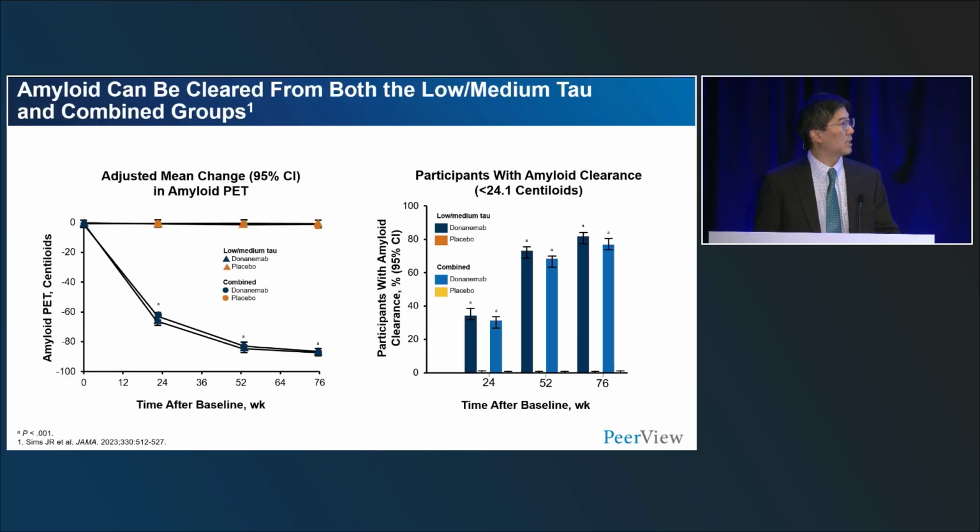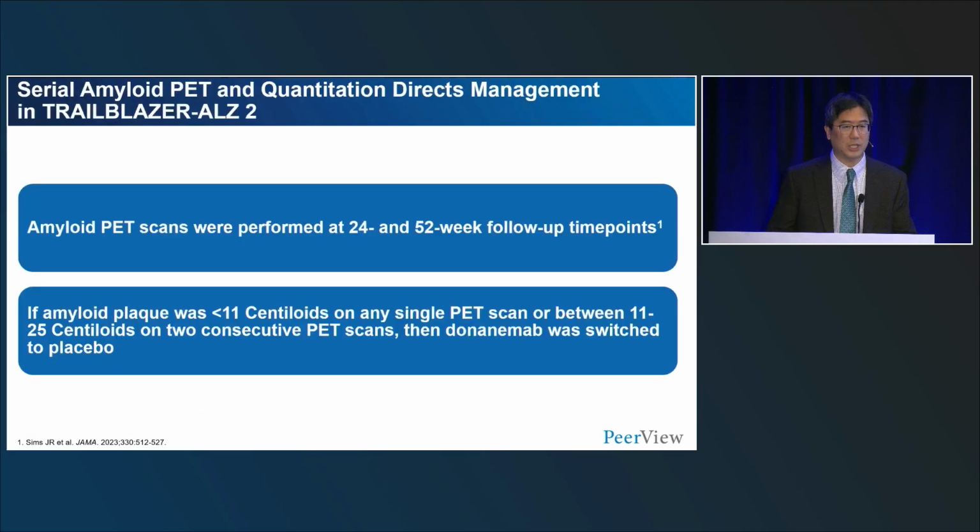And likewise, with donanemab also, marked decrease was seen in amyloid PET on serial imaging with centiloids. And they did something that hadn't been done before. In this phase 3 trial, they actually used amyloid PET to monitor and then manage patients like we're used to doing in oncology.